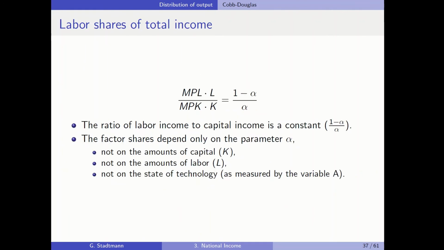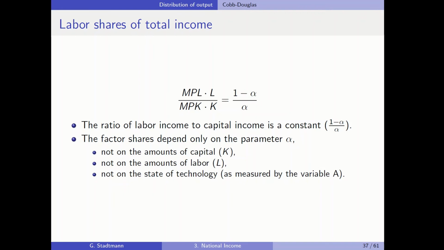It is the case that the ratio of labor income to capital income is constant. It is constant as long as the production function is constant. So the factor shares depend only on the parameter alpha and not on the amounts of capital, not on the amounts of labor, and it also does not depend on the state of the technology, which is measured by this variable A. The variable A does not pop up in this fraction.